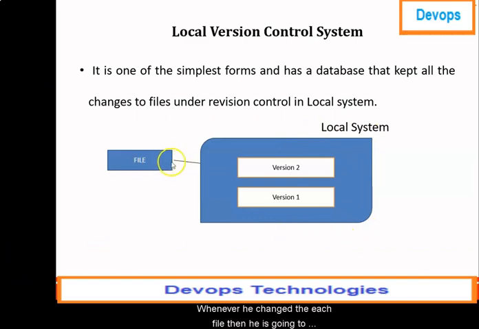Whenever he changes a file, he marks it with a particular version, and the next time he modifies the same file, he marks it with a different version, so that if there is any problem, he can go back and see what the changes in version 1 were and replace those files. The advantage of local version control is that the developer can keep maintaining whatever changes are happening to the files.